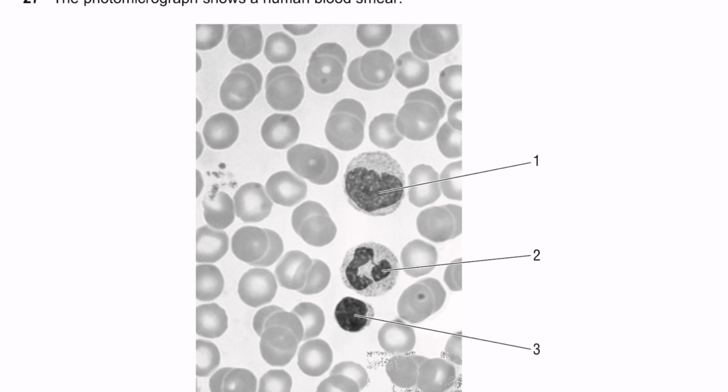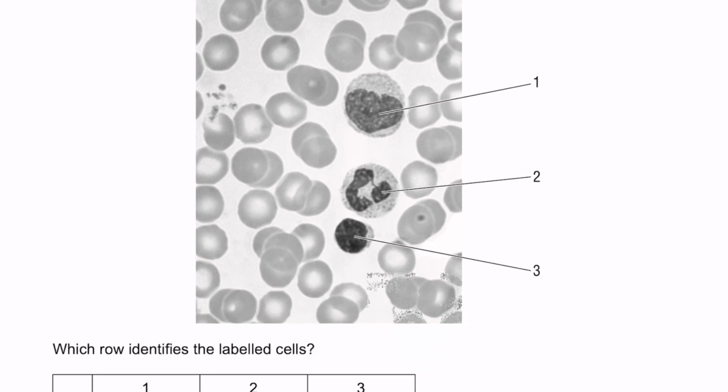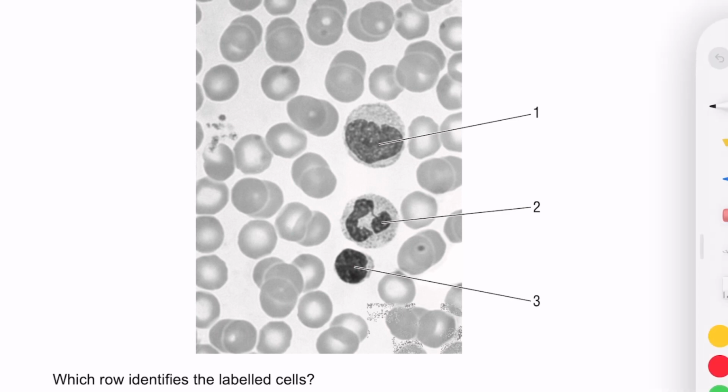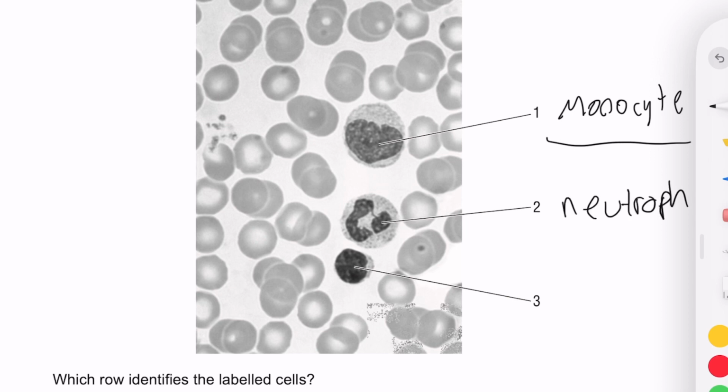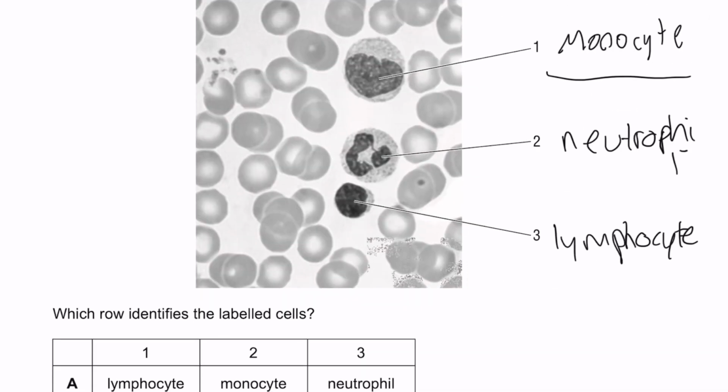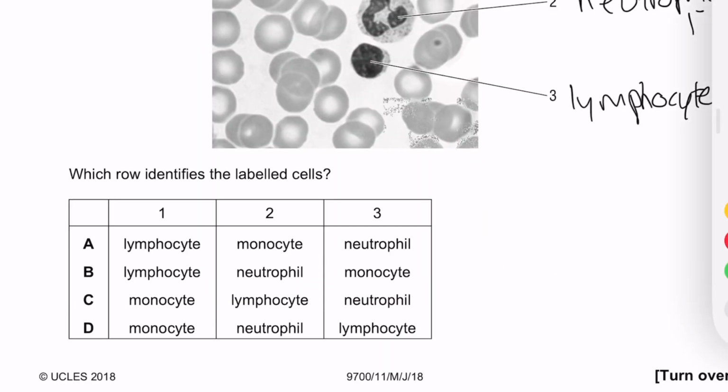This shows a photomicrograph of a human blood smear. So which row identifies labeled cells? Let's identify them together. This is a monocyte, and because this is a slide of blood, I would call it a monocyte and not a macrophage. For 2, this is a neutrophil, and I can tell by its lobed nucleus. And 3 is a lymphocyte, and I can tell by how the nucleus occupies almost all of the cell. This is a repeated question, a lovely question. Again, 1 monocyte, 2 neutrophil, 3 lymphocyte. Perfect.